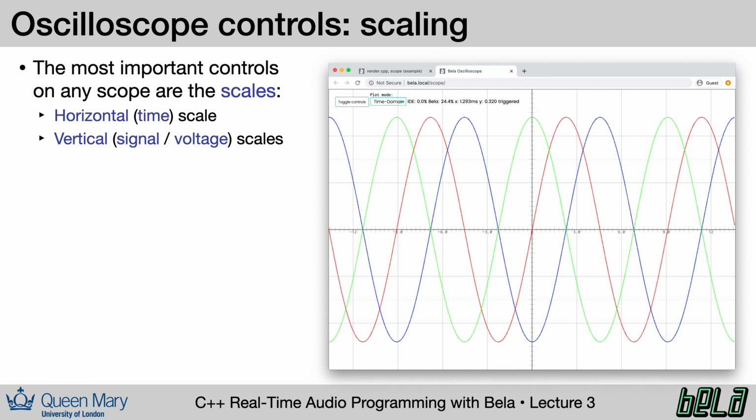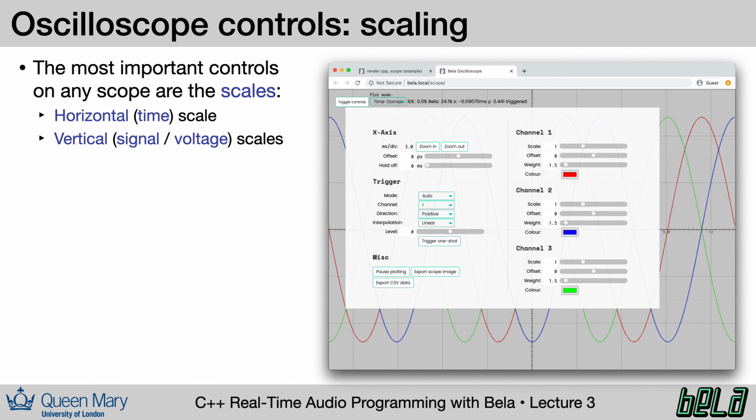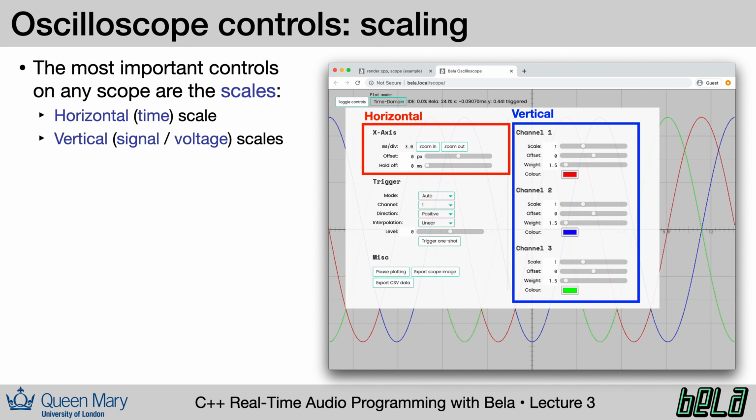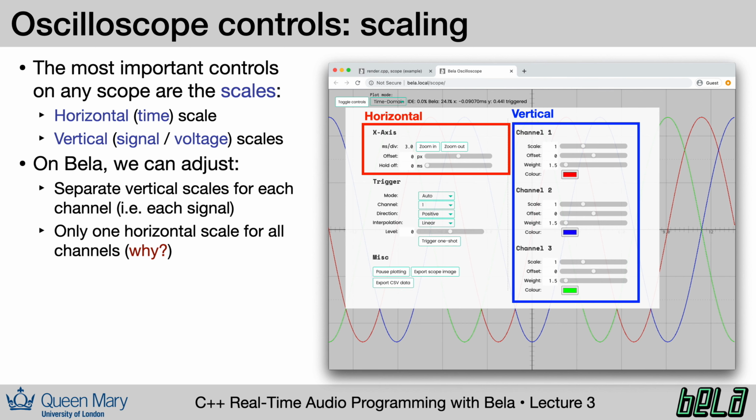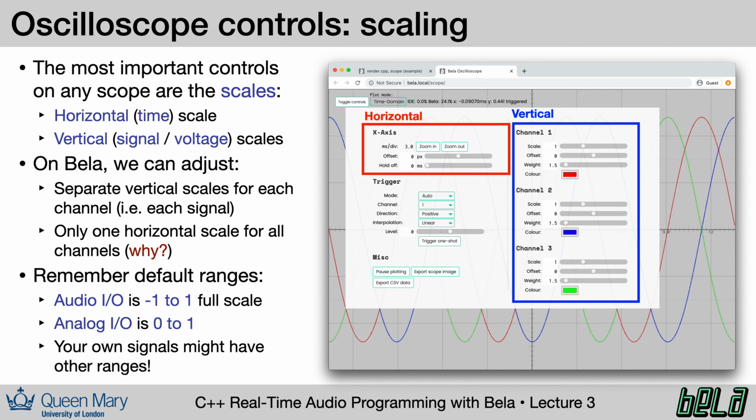There are a number of controls that you can adjust by hitting the Toggle Controls button in the upper left-hand corner. For example, you can change the horizontal scale, which shows how much time fits horizontally in the browser window, and you can change the vertical scale for each channel separately. Notice that we have separate vertical scales for each signal that we plot, but only one horizontal scale for all of them together. Just as a thought exercise, ask yourself why that makes sense that there would be only one time scale for everything together.